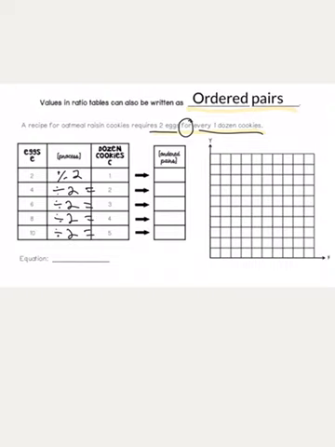Now what I'm going to do is take the 2 columns that I have, the eggs and the dozen cookies, and look at them to write my ordered pairs. The first ordered pair is 2, 1. The second ordered pair is 4, 2, and so forth and so on: 6, 3, 8, 4, and 10, 5.